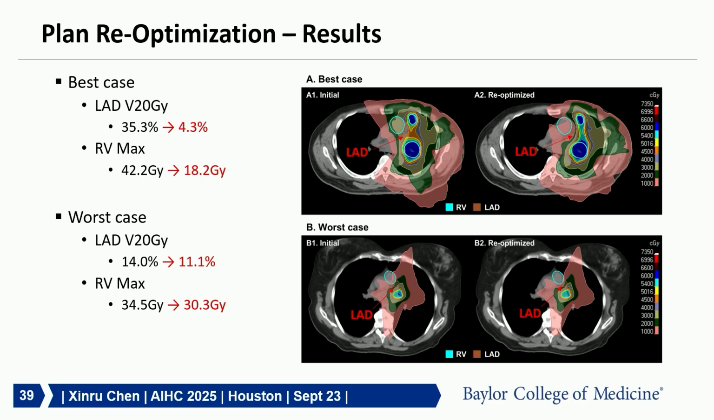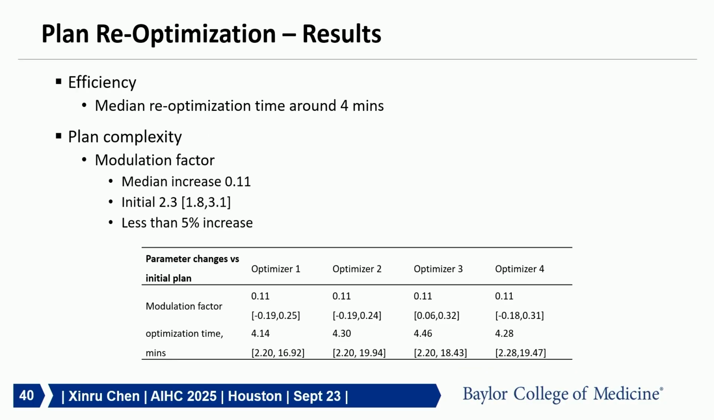For example, in the best case here, the LAD is located in the center of the two separate targets, and there is enough space for the optimizer to push the isodose lines away from the LAD. However, in the lower case, the LAD is quite close to the mono target, and there is limited room for the optimizer to reduce the dose. However, this is still a very nice tool to inform potential cardiac toxicity for individual patients. And the median re-optimization time is around 4 minutes compared with hours spent on the planning process, and there is limited increase in the plan complexity.